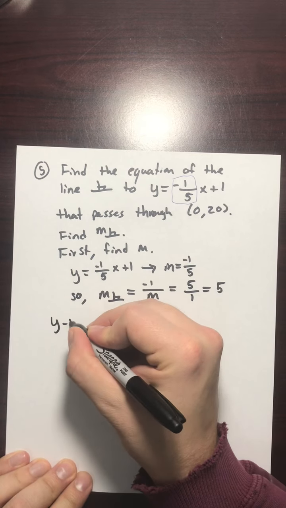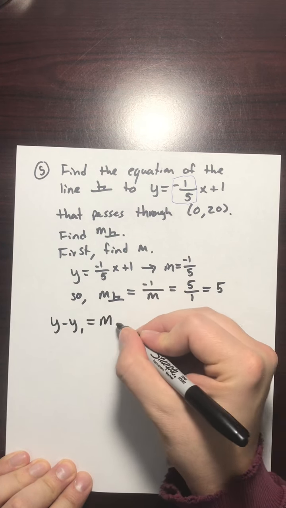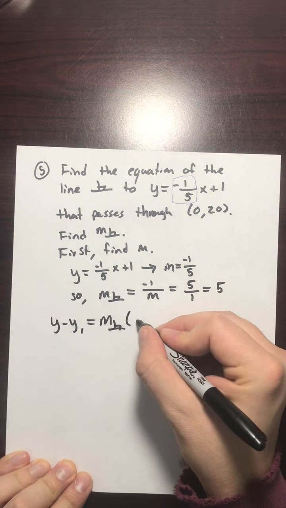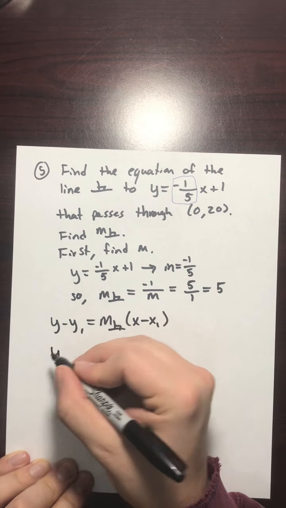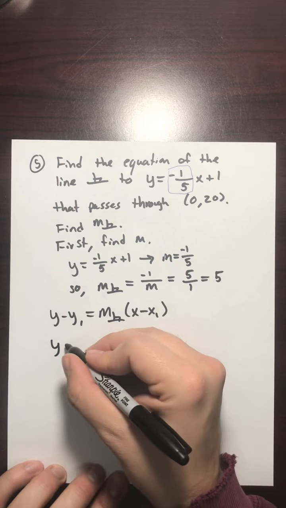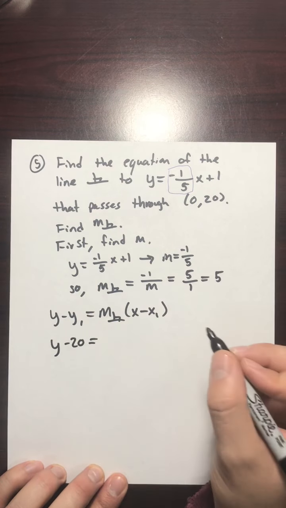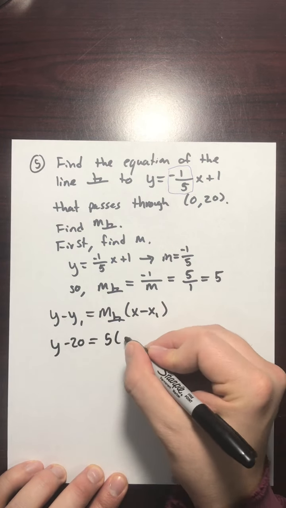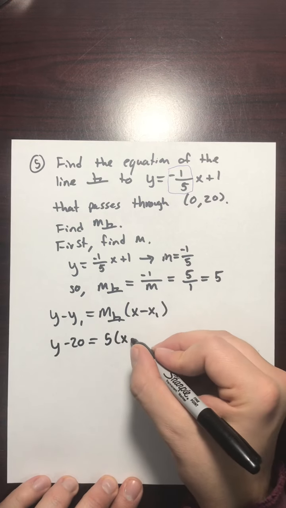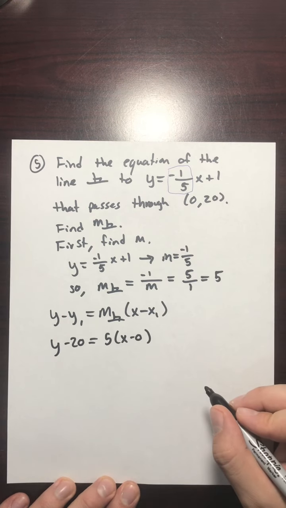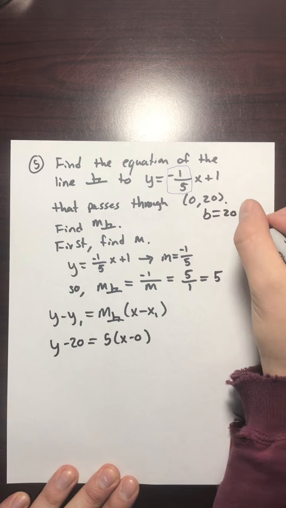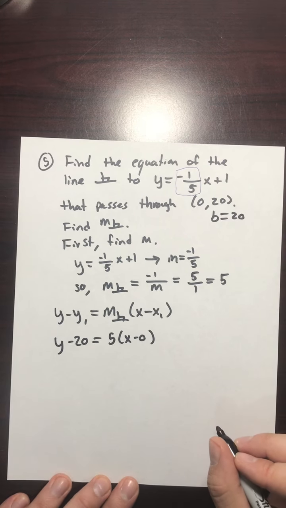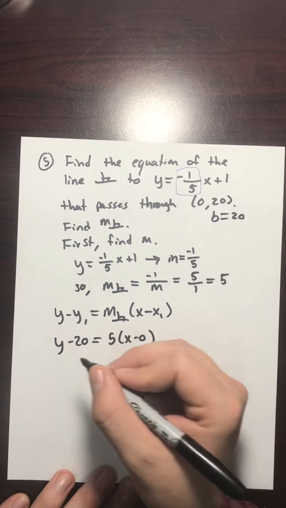Then we can do y minus y1 equals m times x minus x1, and in this case we actually had the y-intercept. We didn't even need to use point slope form.